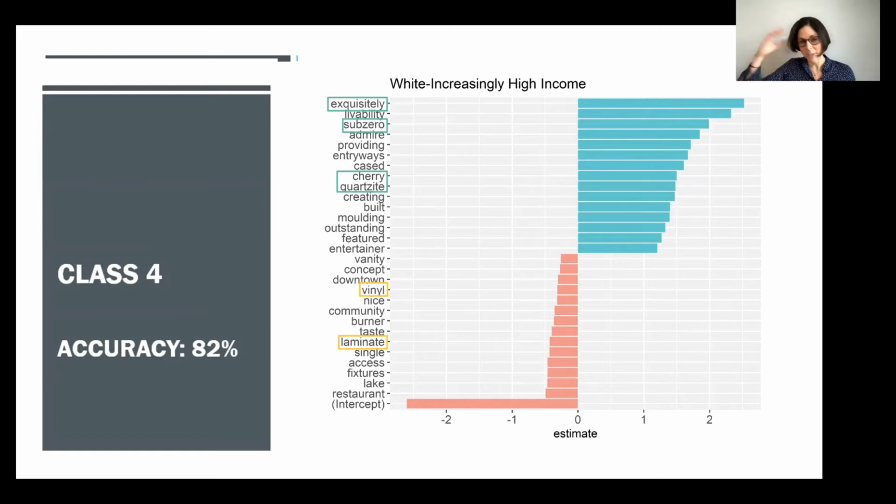In our very white and very wealthy neighborhoods, we have much fancier words like exquisite. Sub-Zero is a really high-end fridge. Actually, somebody bought the house next door to us and totally renovated it. And I saw the Sub-Zero fridge moving in and I said, uh-oh, I see where our neighborhood is going. So cherry and quartzite, and what's not mentioned, of course, are vinyl and laminate.